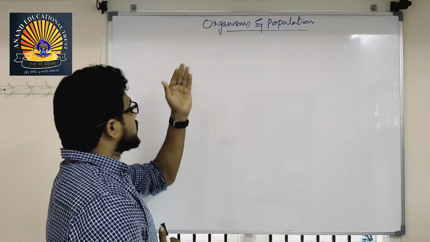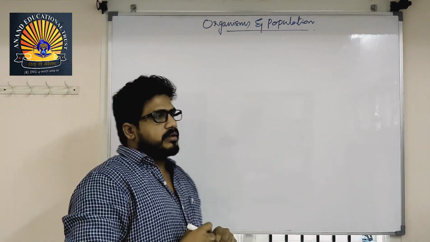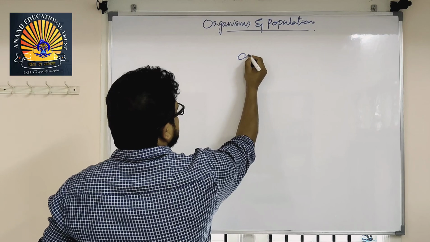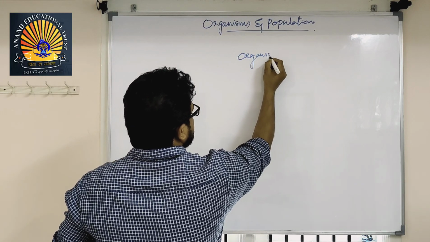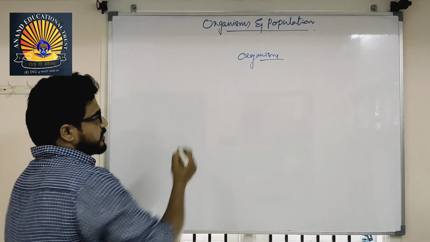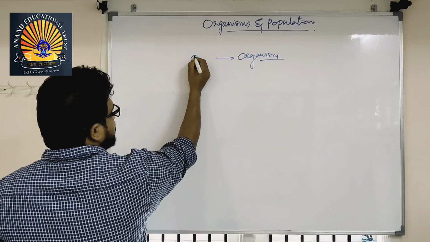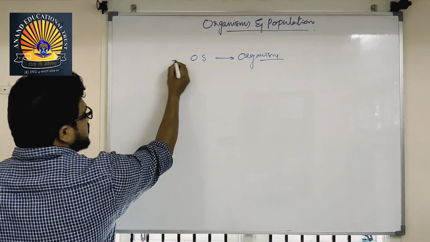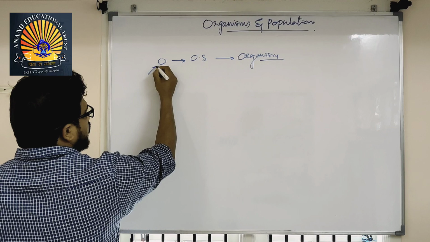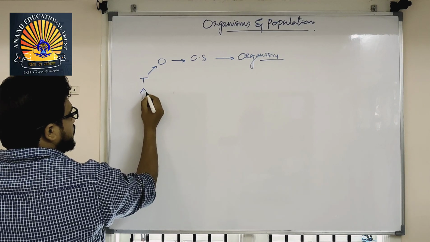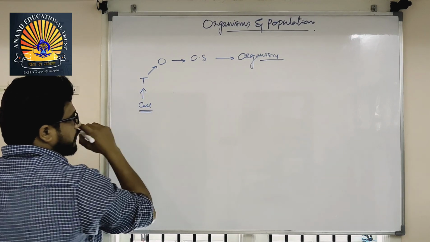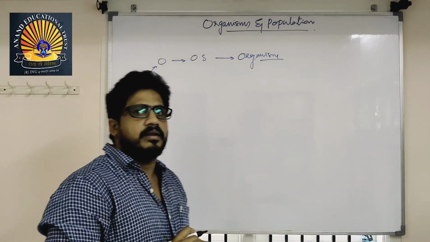Today I am going to discuss organisms and population. If you recall the organism from the previous classes, you might have some knowledge. This organism comes from different types of organ systems. An organ system comes from organs, an organ comes from tissue, and tissue comes from cells. There is no doubt the cell is the fundamental and functional unit of life.